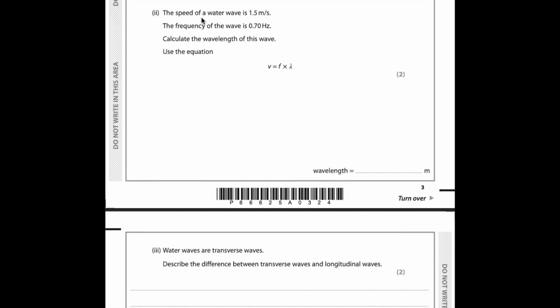Part 2. The speed of a water wave is 1.5 meters per second. Right, so let's have a look at the equation they're giving us. So that's V, velocity. The frequency of the wave is 0.7 hertz. Calculate the wavelength. Use this equation. So we know what numbers we've got. We know what equation to use. Is it in the form we want? No. We need to rearrange it to get wavelength.